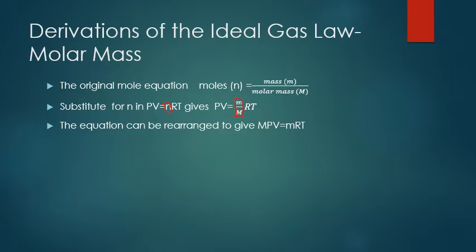So if we want to multiply both sides by capital M to get everything into the numerator, this will give us an equation of MPV equals little m RT. So the first little thing that I told you guys I was going to give you in class is a couple of shortcut ways to help you memorize these equations.